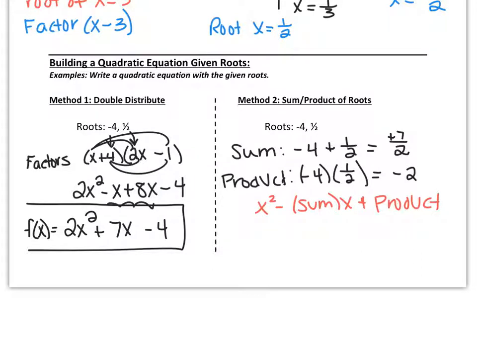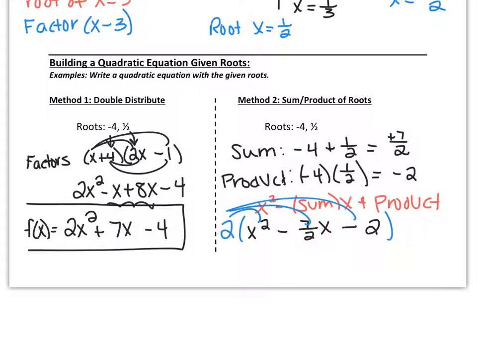So I'm basically going to negate the sum. So negative and then 7 halves is the sum, x, plus the product, or plus a negative 2 is the same thing as just saying negative 2. But now what we're going to notice is that this quadratic has a fraction for a coefficient, and we're not allowed to have fractions. So we can use that same trick that we used before to get rid of the half, and multiply this entire equation by 2.